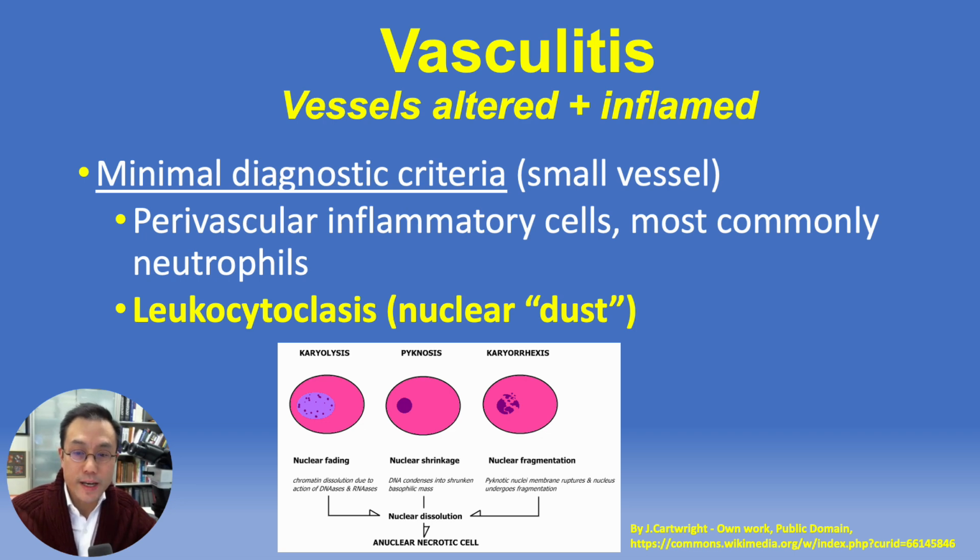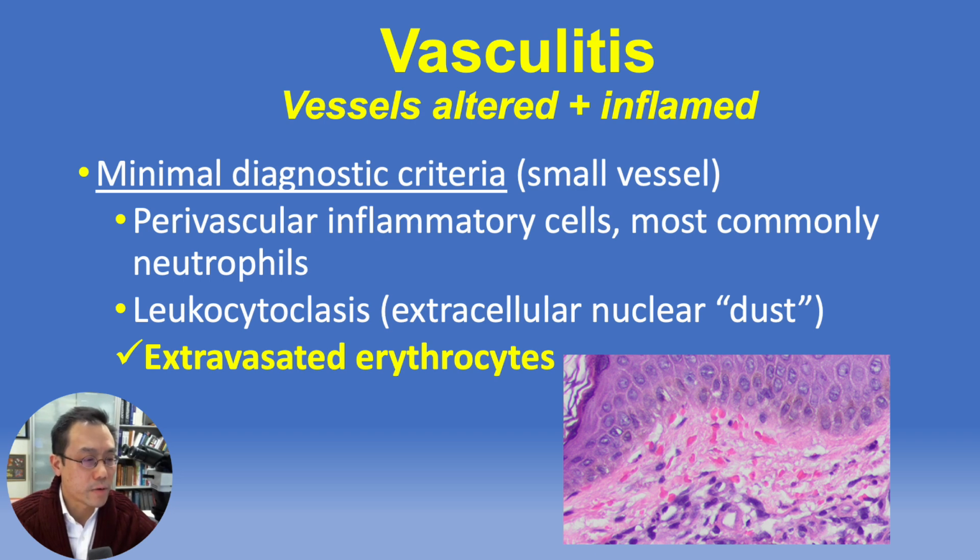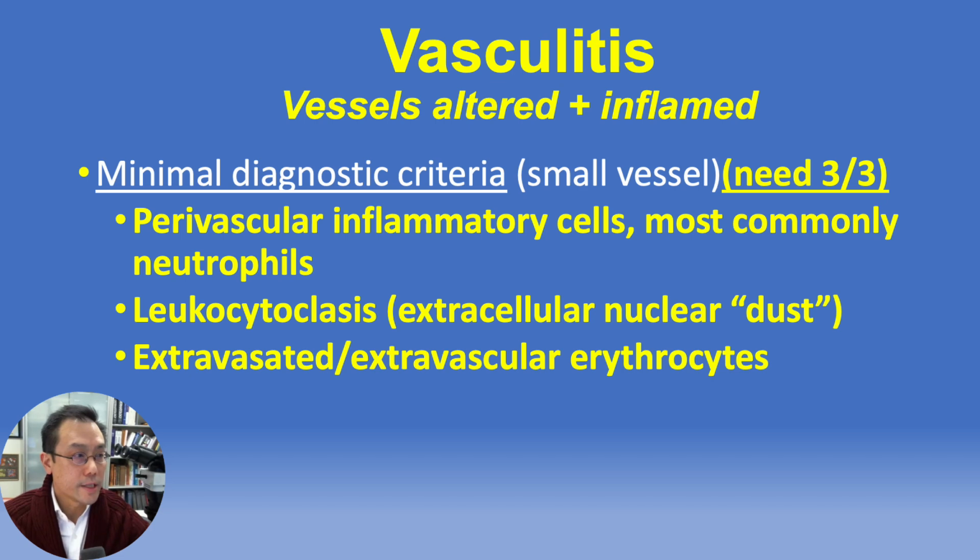which in the spectrum of ways that cells can die is related to karyorrhexis, characterized by nuclear fragmentation. But as you can see here, with classic descriptions of karyorrhexis, it's describing nuclei within a cell. Whereas in vasculitis, we're usually referring to nuclear dust outside the cell. Damage to the vessel wall is additionally reflected by the presence of extravasated erythrocytes, or extravascular red blood cells. And so in practice, I tend to regard these three as the minimal diagnostic criteria for vasculitis.